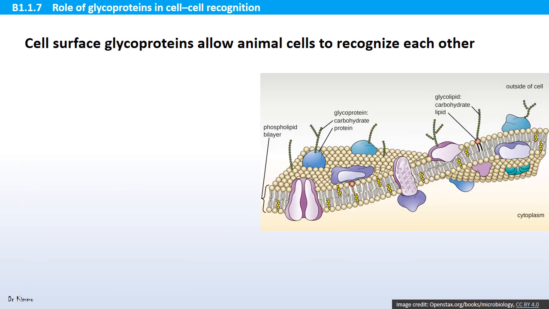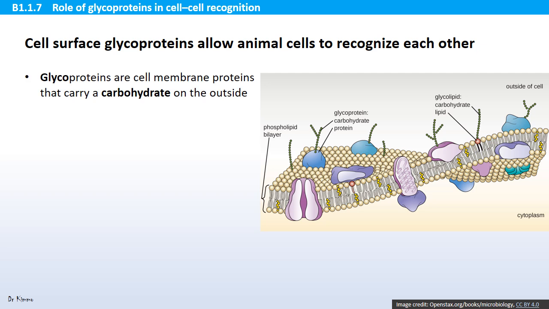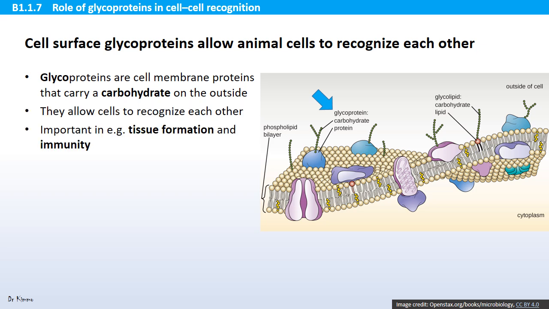Carbohydrates also play a role in cell-to-cell recognition. More specifically, cell surface glycoproteins allow animal cells to recognize each other. Glycoproteins are cell membrane proteins that carry a carbohydrate on the outside, and they allow cells to recognize each other, which is important in, for example, tissue formation and immunity.